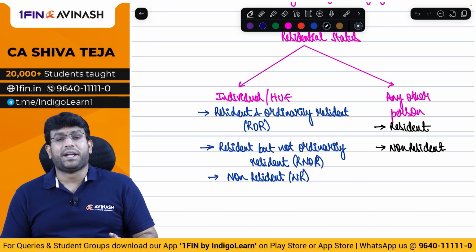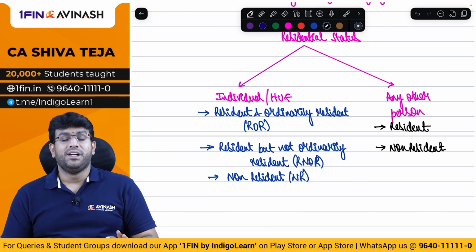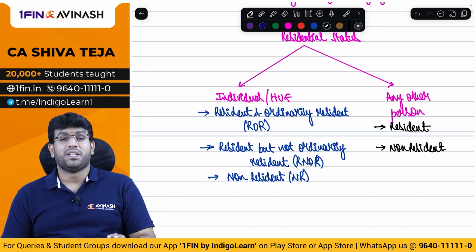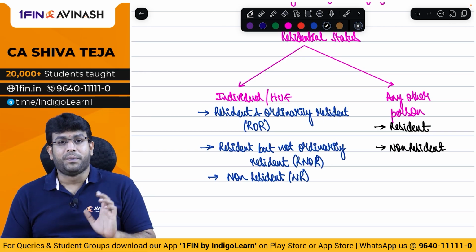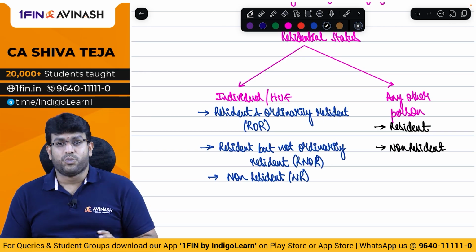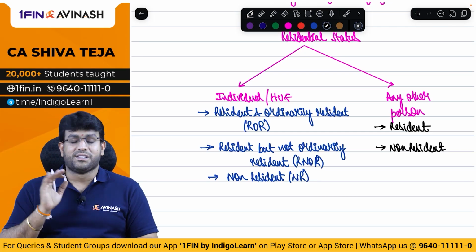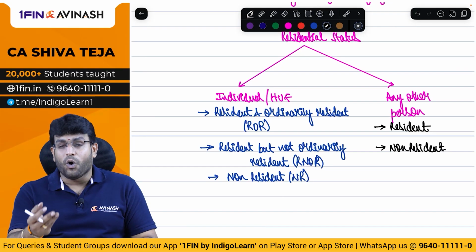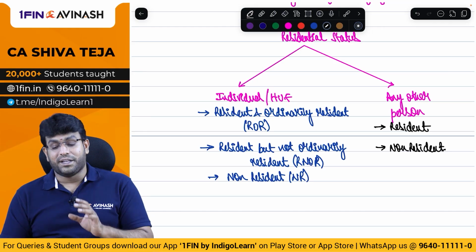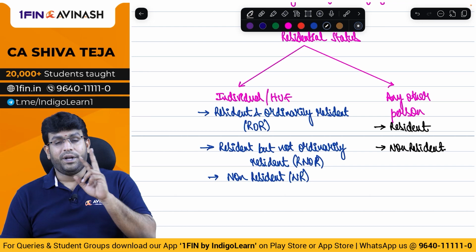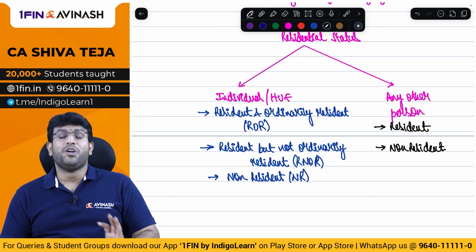We have only two categories: resident and non-resident. There is nothing called ordinary resident. Understanding, my dear friends? In case of an individual or HUF, there are three categories: resident and ordinarily resident, resident but not ordinarily resident, and the third category, non-resident. In case of any other person, there are only two categories: resident and non-resident.